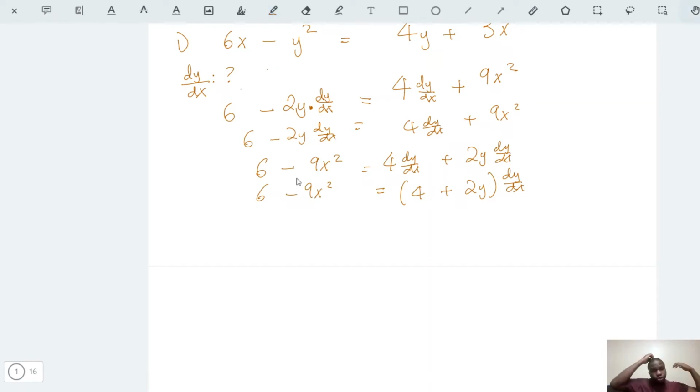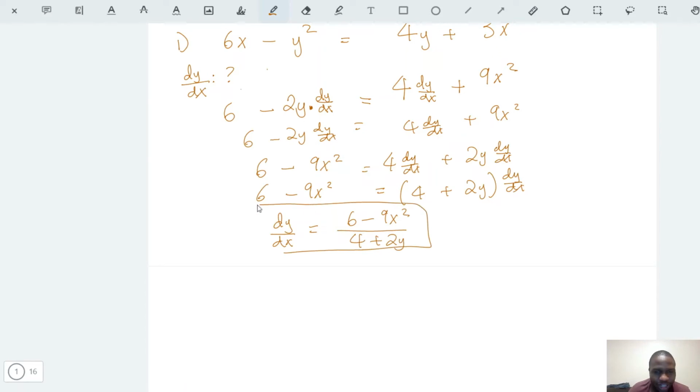Okay, I'm almost done. What I need to do at this particular stage is to make dy/dx the subject of the formula. So you just write dy/dx equals (6 minus 9x squared) over (4 plus 2y). That's all I need to do, so that's the answer to this problem. You will notice that dy/dx has both y and x in it, and that's just the case for this particular function. I hope this example was clear.